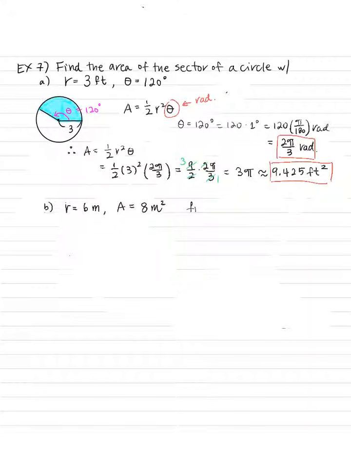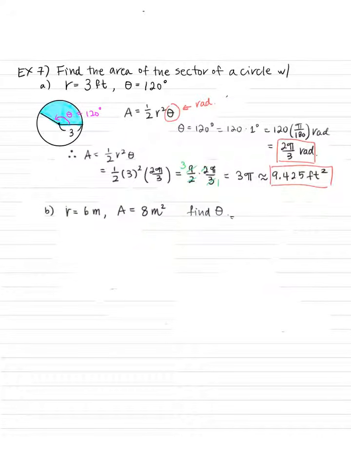So find theta. What we're going to do is this. First, let's just start out with the formula. We have A equals 1/2 r squared times theta. But A is 8 square meters, equals 1/2, and the radius is 6 meters squared, and then multiplying here by theta. Okay, so simplify that a little bit.